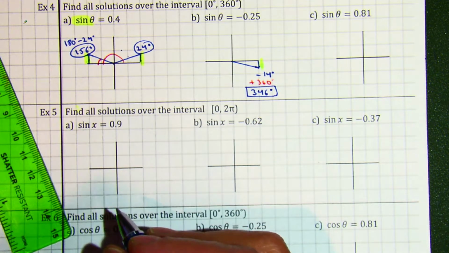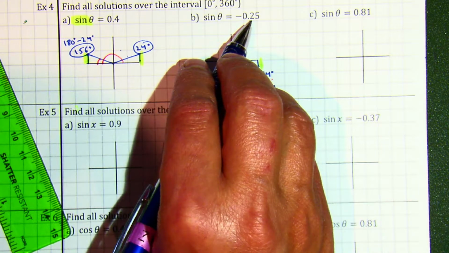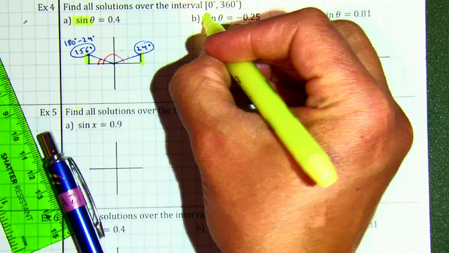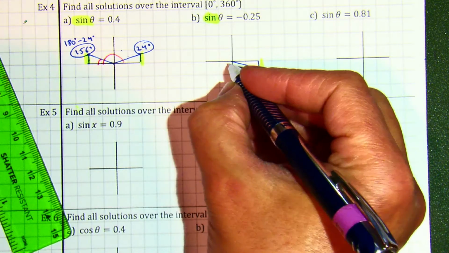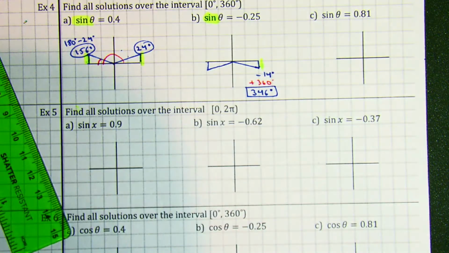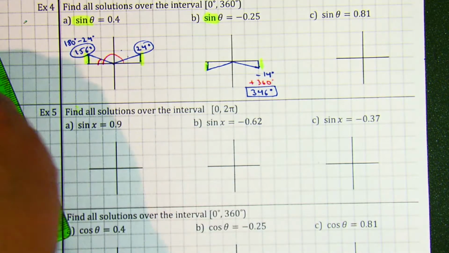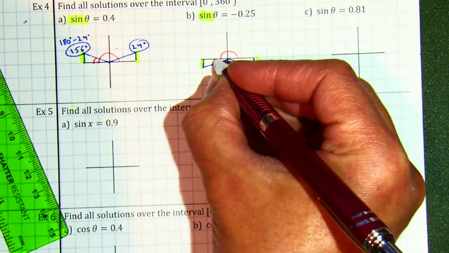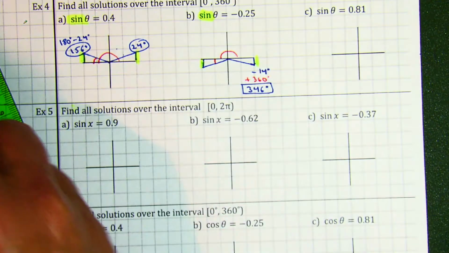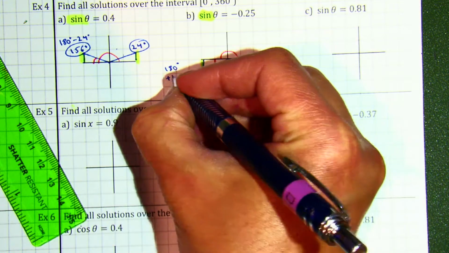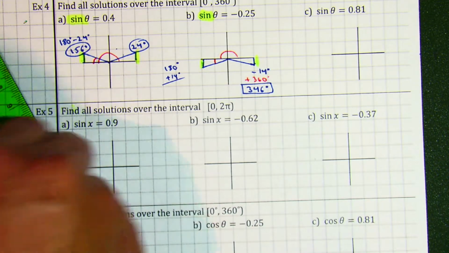But we know there exists one more angle whose sine is going to be negative 0.25. So sine is the y value. Therefore, I know that there's another angle on this side whose y value is exactly the same. So what is that angle? How can I find the measurement of that angle? Correct. So I'm going to go 180, and then I'm going to go this bit more, which is 14 degrees. So it'll be 180 plus 14 degrees, which is 196.